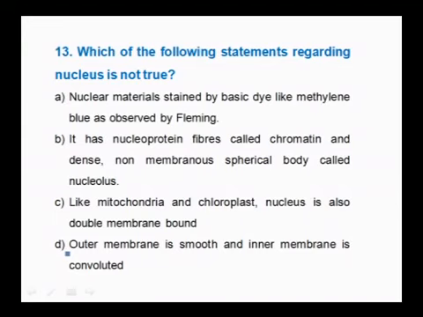So in mitochondria, the inner membrane is convoluted to form structures called cristae. So this property D is associated with mitochondria. So answer for 13th question is D.